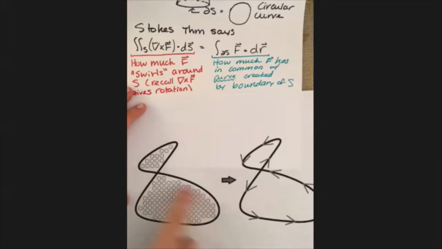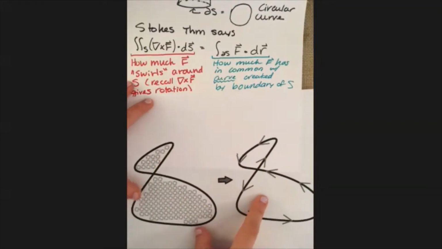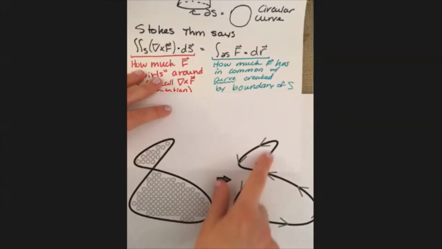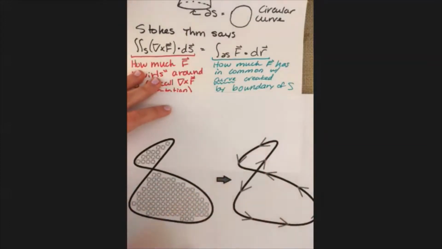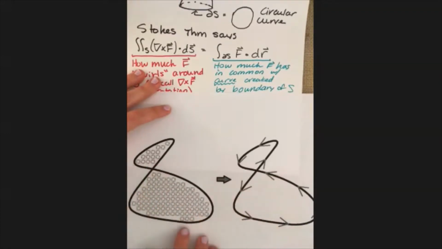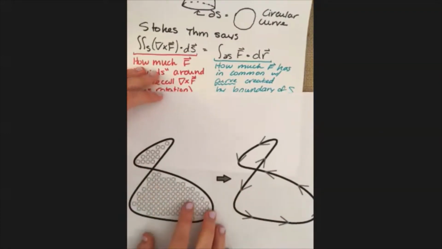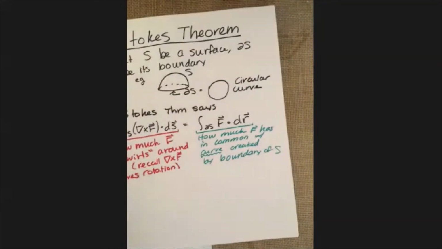We can either add up how much of these little rotations are occurring in F on our surface, or we can simply look at the curve on the boundary of our surface and say, okay, how much is our vector field F actually bumping into that curve, and just add that up instead of looking at each of these individual little curls that are inside of here. So visually, that is what's happening here.